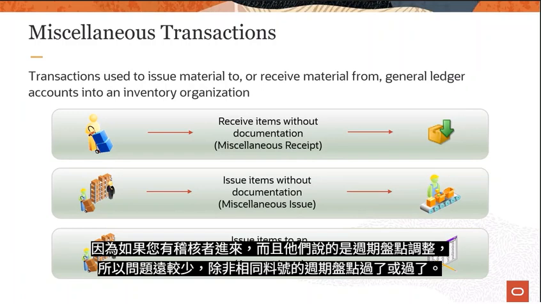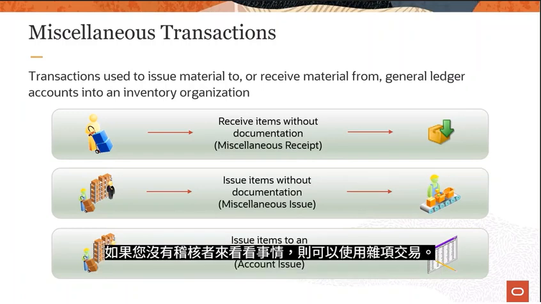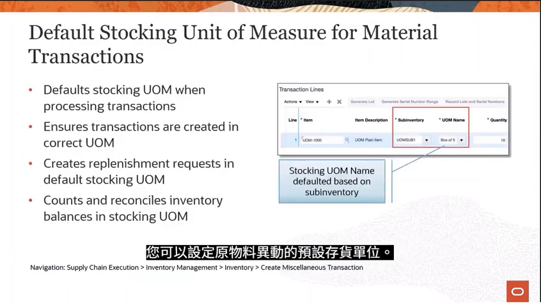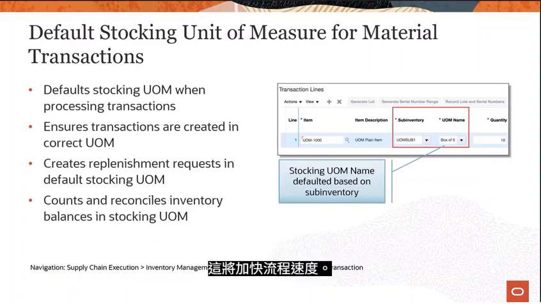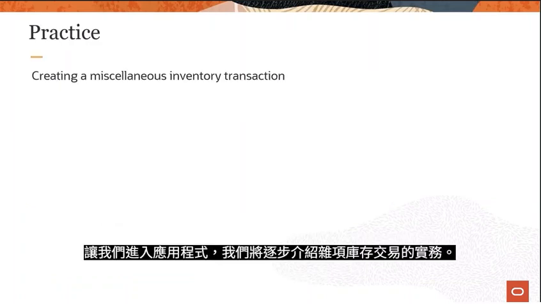You can set up default stocking units of measure for material transactions. That'll speed the process up when people are doing transactions, put that information onto the transaction line, and hopefully reduce errors. All right, let's go into the app and we'll walk through the practice for a miscellaneous inventory transaction.